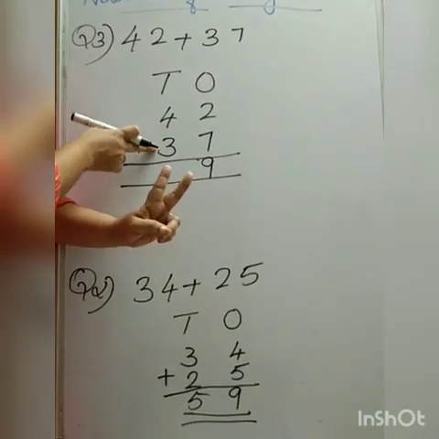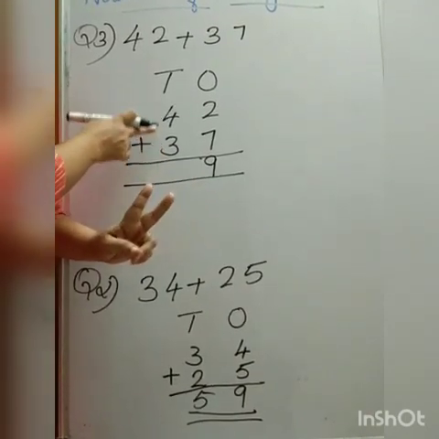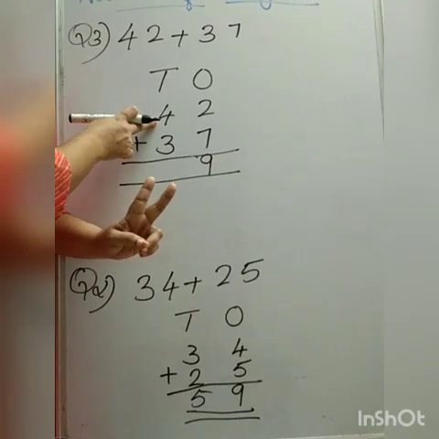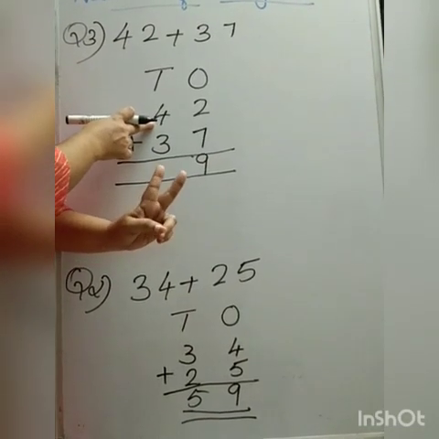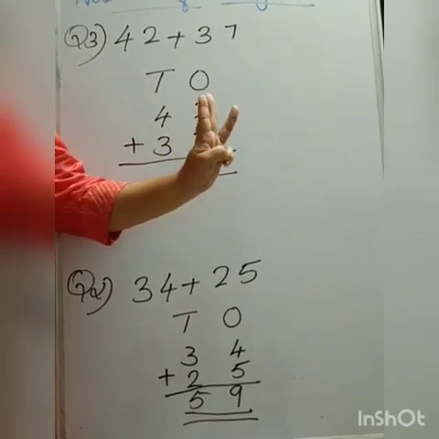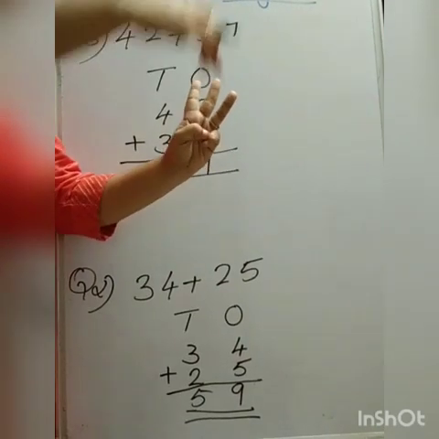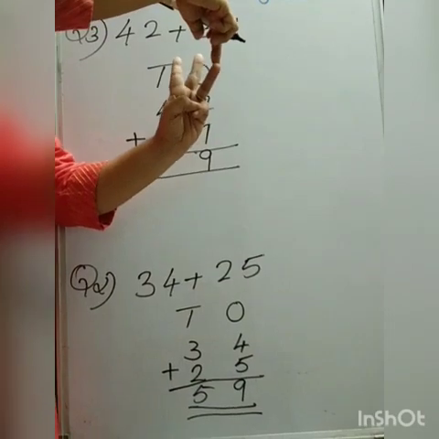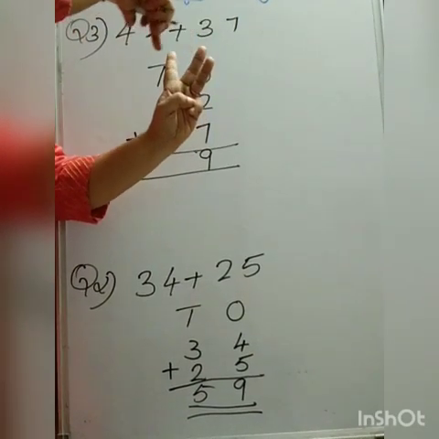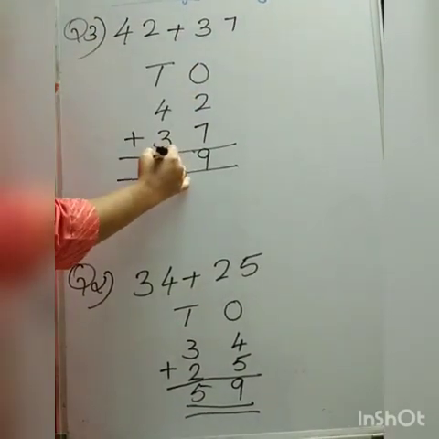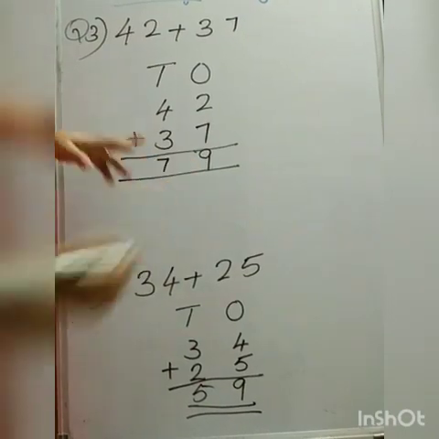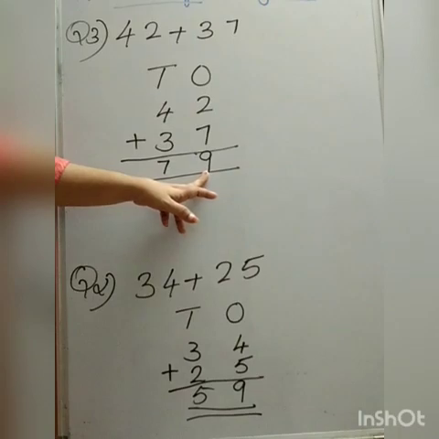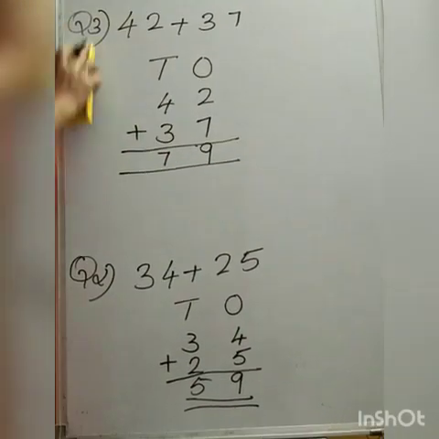In the tens place, which are the numbers? 4 and 3. Which is the biggest number? 4 is the biggest number. So you have to keep 4 in your mind and take out 3 on your finger. After 4, 5, 6, 7. So write 7 in the tens place. What is the answer I got here? 79. Clear?